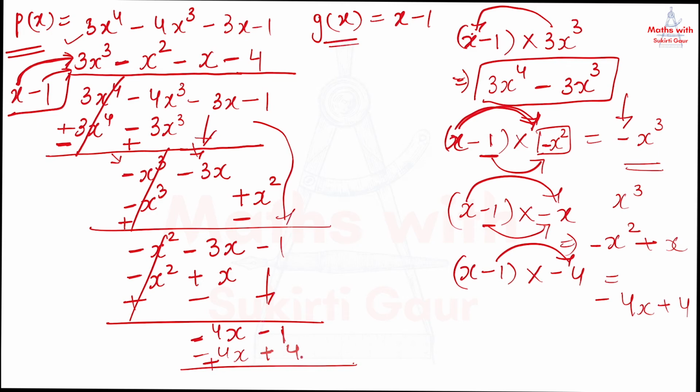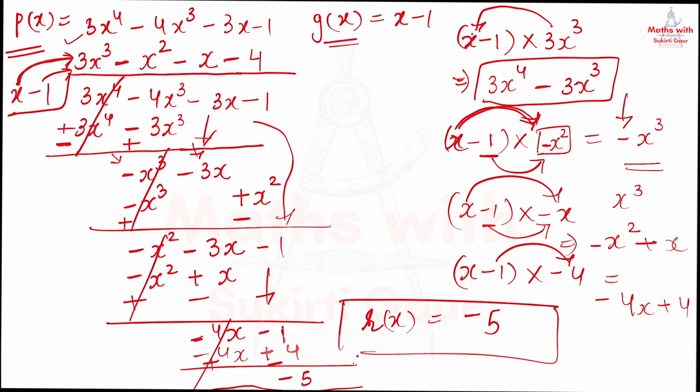Just to plus here, minus here, it will get cancelled out, and we are left with the remainder, which is minus 5. So here our Rx is minus 5, which we have got. Now this was the long division method. This is how we find out quotient and remainder after doing the long division method.